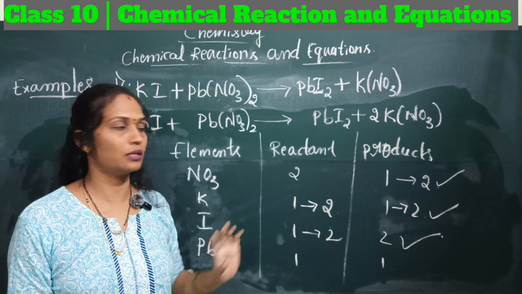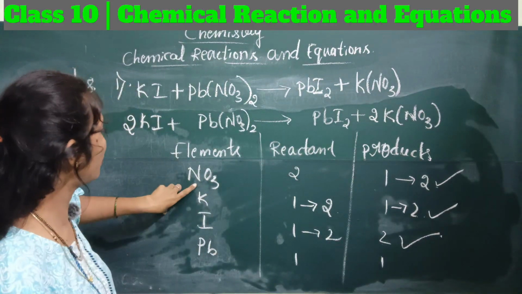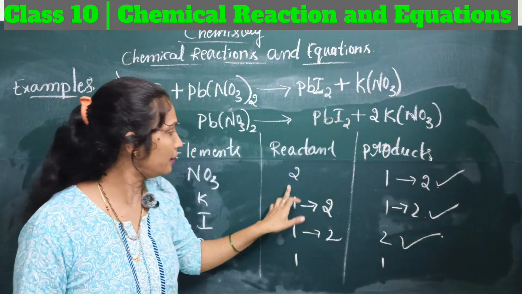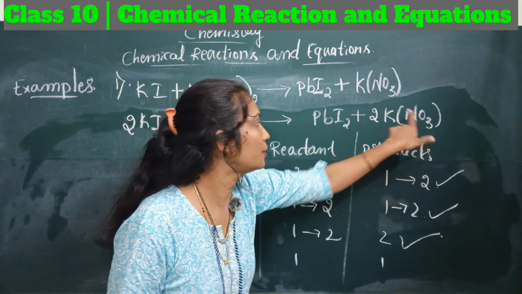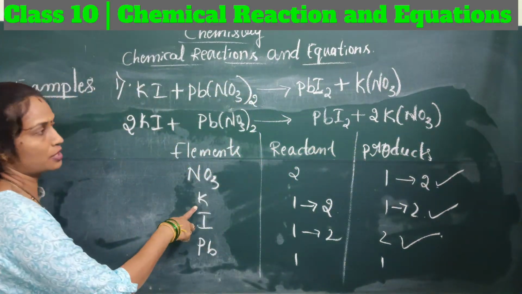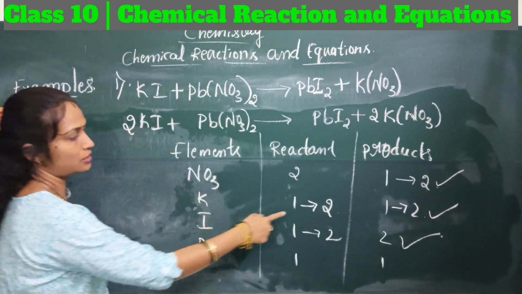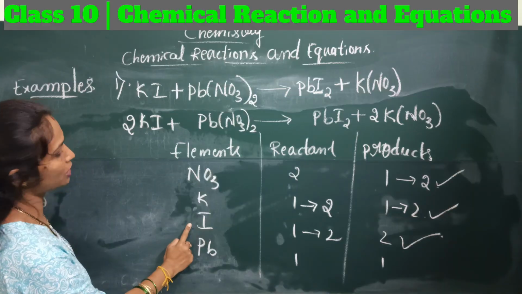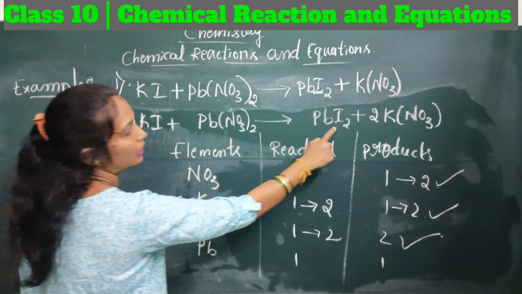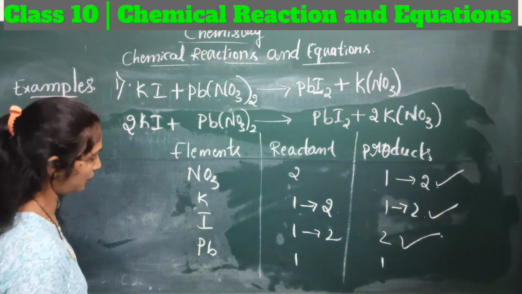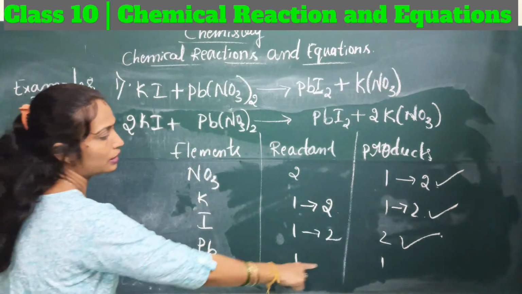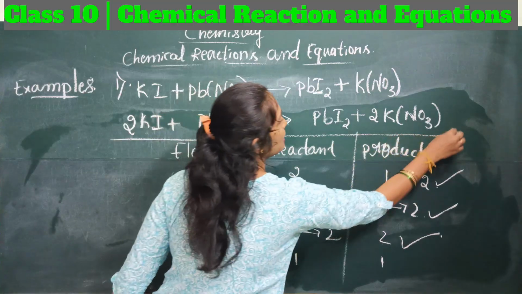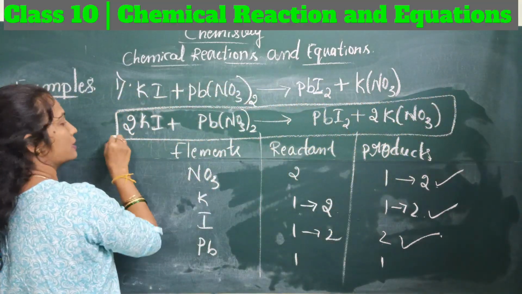Once, just cross check from the beginning. First note down nitrate is there. How much is it? 2 nitrate and 2 nitrate, yes, balanced. Potassium, how much potassium is there? 2 potassium is here and 2 potassium is also here. And now iodine, how much iodine is there? Here 2 iodine is there, here also 2 iodine is there. No need to balance, it's balanced. 1 lead is there, 1 lead is there. Okay. Now this is the balanced chemical equation, guys.